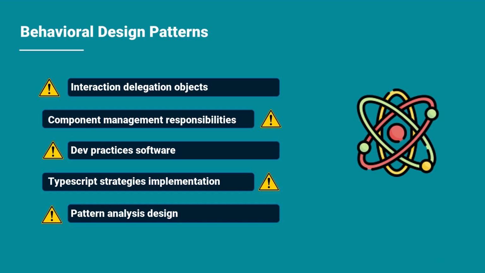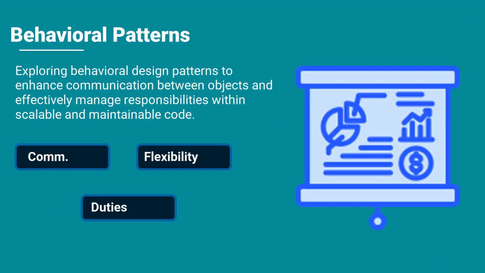Behavioral design patterns are crucial in software development as they define how objects communicate and interact with one another. They focus on the delegation of responsibilities and the management of relationships among various components in a system. Today, we will delve into the fundamentals of behavioral design patterns, exploring their importance, common types, and practical applications in TypeScript. So far, we have covered the adapter pattern, which enables integration between incompatible systems by acting as a bridge.